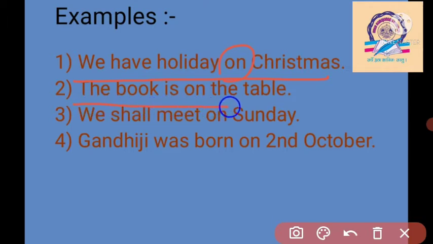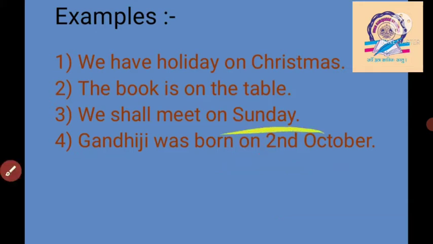The book is on the table. So the book is touching the table. The book we put on the table. So the book is touching the table, so we have to use the preposition "on". Then, we sell meat on Sunday. On Sunday, on Tuesday, on Wednesday. Before a particular day, we have to use the preposition "on". Gandhiji was born on 2nd October. So on 2nd October, on 15 November, etc. Before dates we have to use the preposition "on".